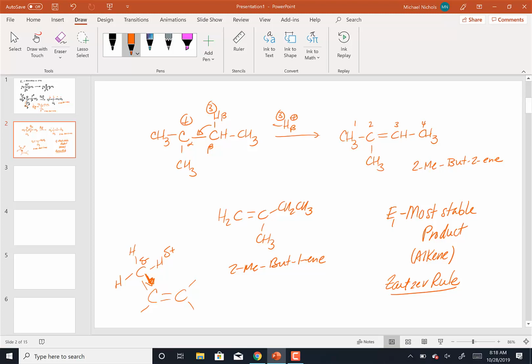So we are back to where we were with carbocations. The more stable the carbocation, the more alkyl groups were attached to it. The same thing is true for the double bond. The more alkyl groups you attach to a double bond, the more stable it becomes. And so that's the reasoning for why Zaitsev's rule works the way that it does, is because you form the more stable product, and the more stable product is the double bond with the most number of alkyl groups attached to it.